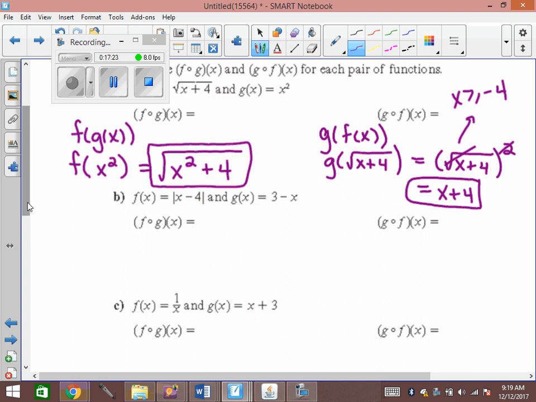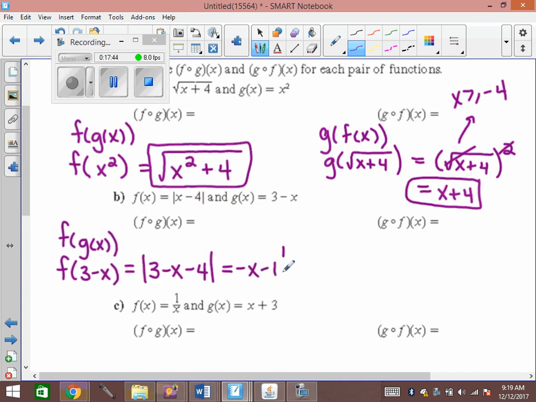F of g of x. So we're going to do f of 3 minus x. So we have to fill 3 minus x into the x of the absolute value. So we're going to get the absolute value of 3 minus x minus 4. So it's actually the absolute value of negative x minus 1 when you collect like terms.